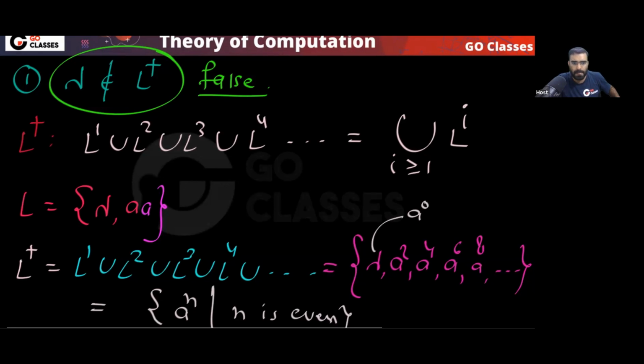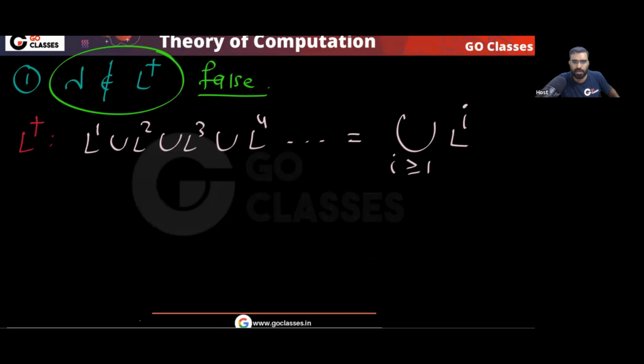So can you notice that L plus can contain lambda? Yes or no? L plus can contain lambda. So you can notice this first statement is false. Is this clear? This is the simple point, that this statement is false.